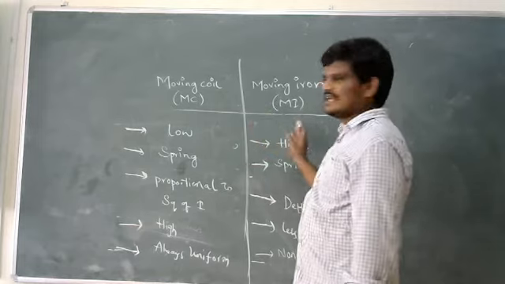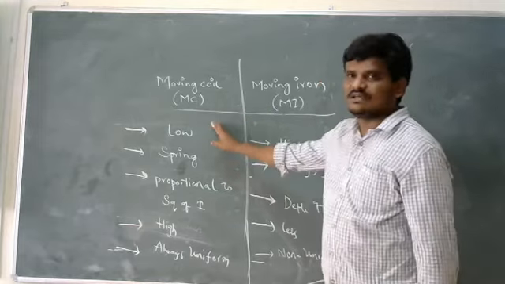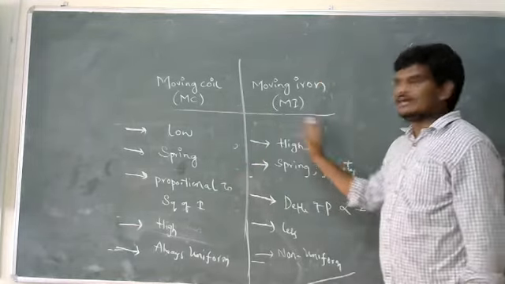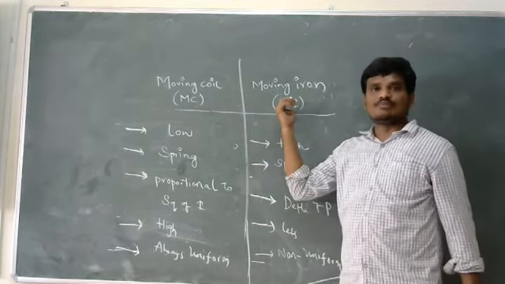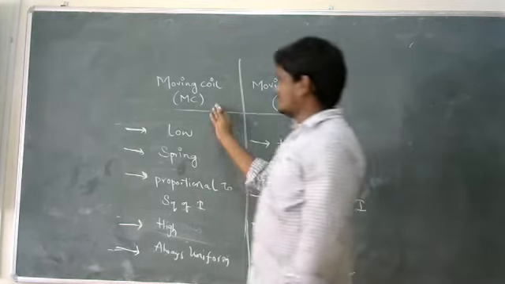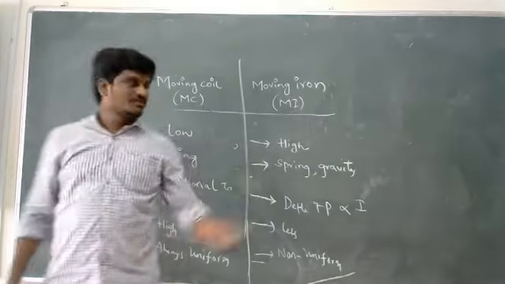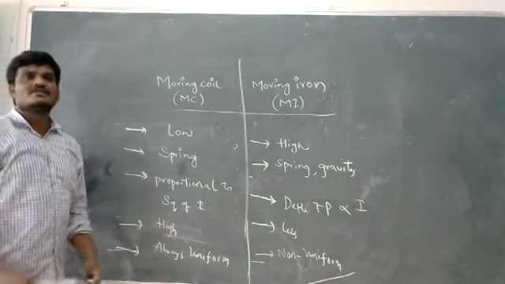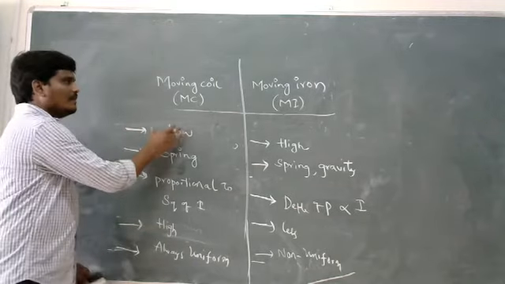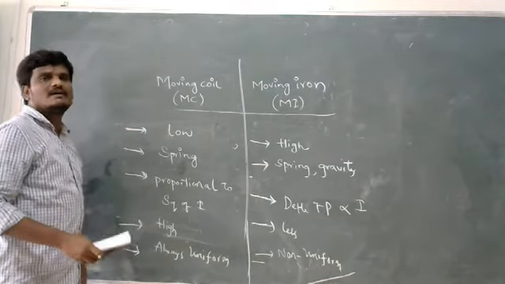These are the major types of instrument. What is the first one? MC. And what is the next one? MI, where MC is moving coil and MI is moving iron. MC is used for measuring DC values. MI is used for measuring both DC and AC values. These are all the basic points which give you the difference between moving coil instruments and moving iron instruments.